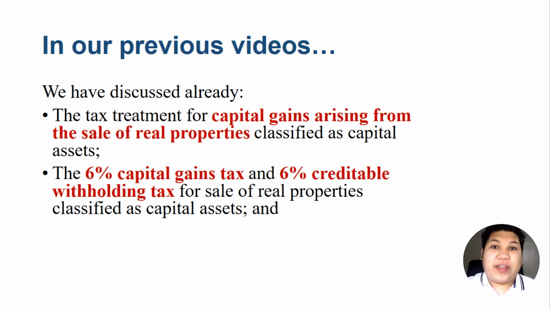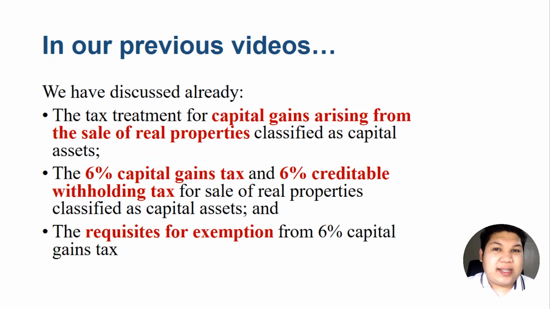Also, we have discussed the 6% CGT and the 6% CWT for the sale of real properties classified as capital assets. We know that if it is a sale of real property classified as capital asset and the sale was made to a government or any of its political subdivision, we know that the seller has the option to choose whether the 6% CGT or the 6% CWT. And finally, we have discussed some requisites or requirements to be exempted from the 6% capital gains tax. So in this video, we will focus our discussion more on the sale of shares of stocks which are not listed on the local stock exchange.